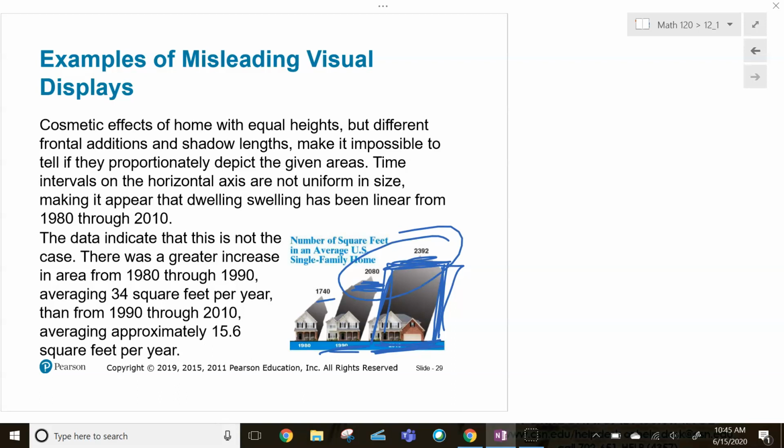Plus, this is from 1980 to 1990. That's a 10-year difference, but from 1990 to 2010, that's a 20-year difference too, right? So the next year they should show is the year 2000. They don't, right? So, anyways, it's very easy to accidentally mislead with visual displays. So go ahead and kind of watch that as you're going through things.